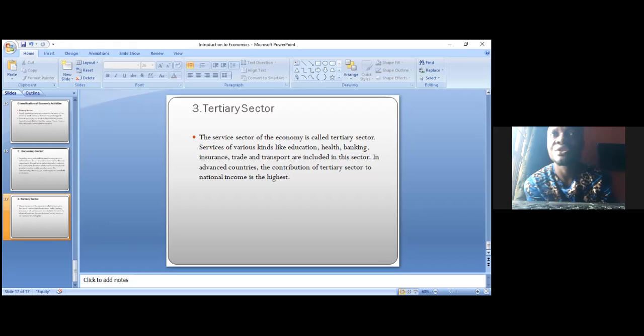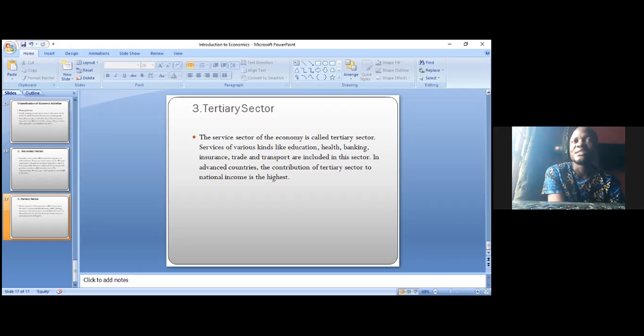In advanced countries, the contribution of tertiary sector to national income is the highest. In advanced countries, their major source of income is the services. But in underdeveloped countries, their major sector is the primary sector. While in the developed country, their major sector is the manufacturing sector.